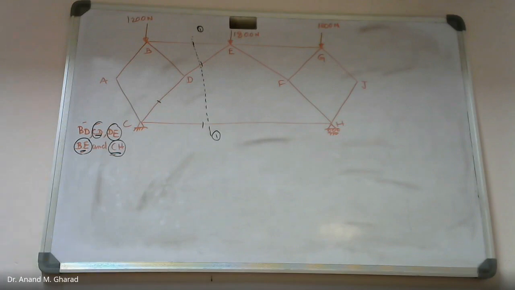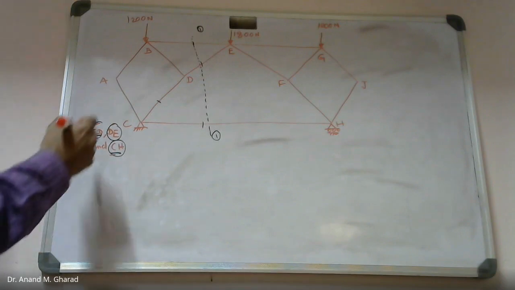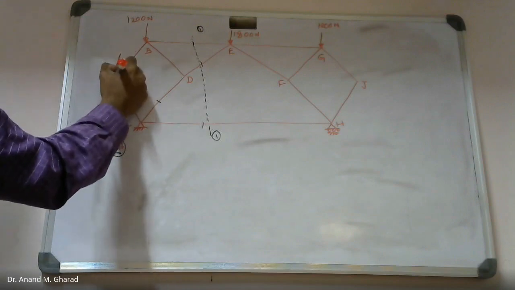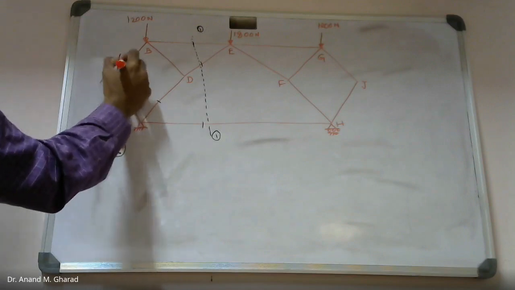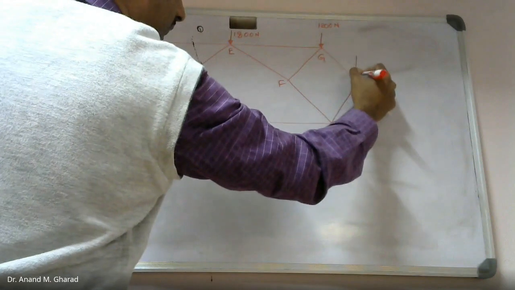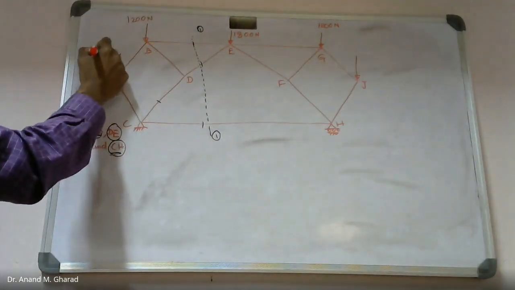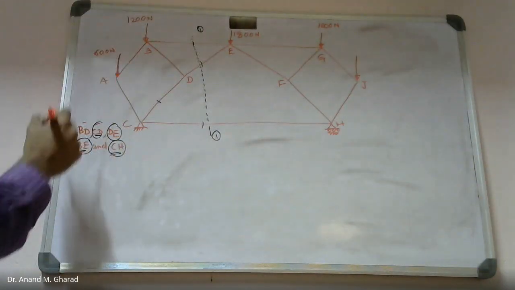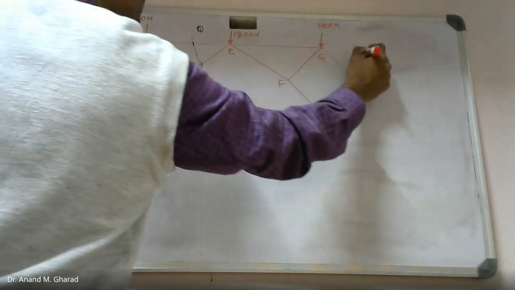Few more things are given. The dimensions are given, which I have not mentioned, so I will write down the dimensions also. There is one more force over here as well as over here. The magnitudes are 600 Newton and 600 Newton respectively.